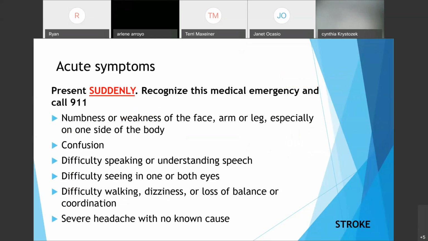So just developing that a little bit further, sudden onset of symptoms. So a sudden numbness or weakness of the face, arm, or leg, especially on one side of the body. Sudden confusion. Sudden difficulty speaking or understanding speech, seeing in one or both eyes, walking, dizziness, loss of balance or coordination, sudden severe headache without a known cause. So again, recognizing that these are a medical emergency and we need to call 911. There are interventions that can save this person's function if we get them there quick enough.